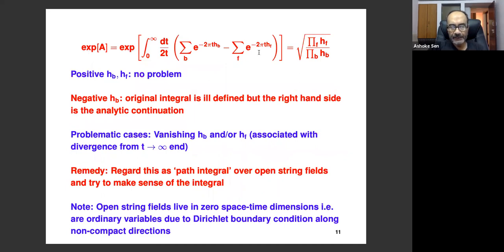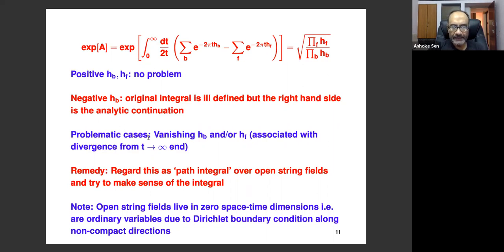Here I have written that expression again, exponential of A. Clearly we can see that as long as h_B and h_F are all positive, then there is no problem. This is well defined, this is well defined, so this is an identity. For negative h_B, the left-hand side, of course, is ill-defined because you have an exponentially divergent integral. But the right-hand side is still finite. This is in fact the analytic continuation of the left-hand side. You start from h_B positive and then analytically continue. So you can still use the right-hand side to make sense of this integral. And maybe I'll say a little more about this later, in the context of two-dimensional string theory.